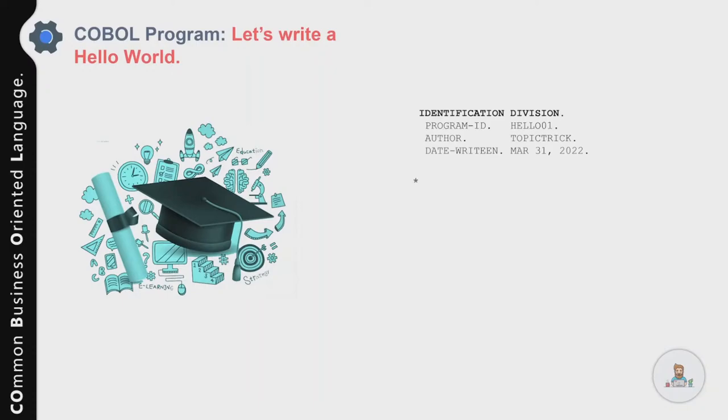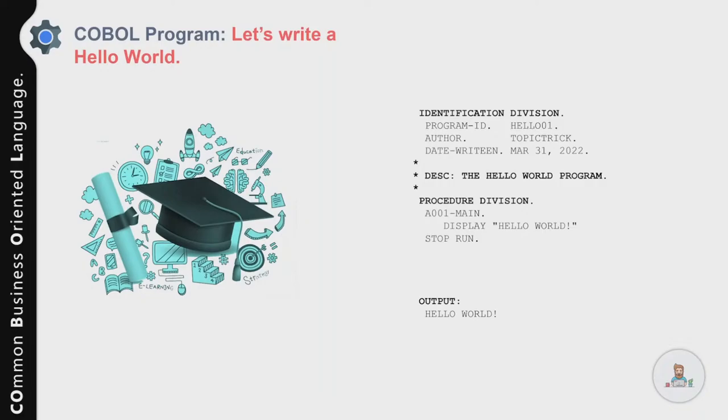So you have two different divisions in that. First one is the identification division, which is used to specify the documentation information and the program name. After that, I've included a brief description about the program. Thereafter, I have the procedure division, which includes my business logic, and there's a paragraph called A001-MAIN, and in that particular paragraph I've used the DISPLAY statement to print hello world in spool. So when you compile and run this program on an IBM mainframe, the output would be hello world.